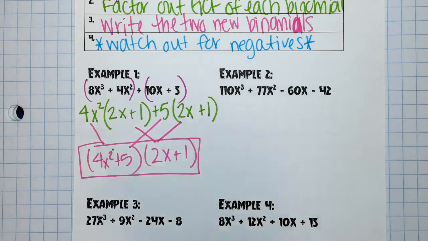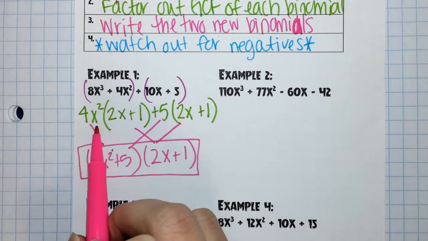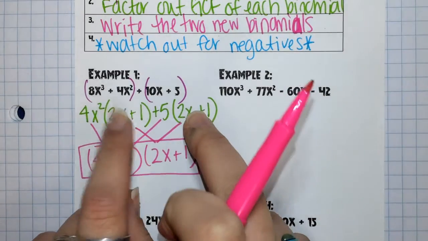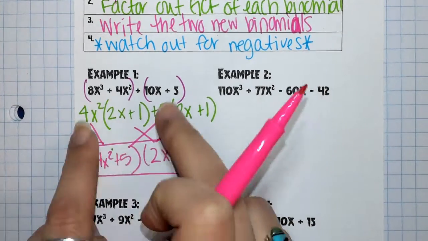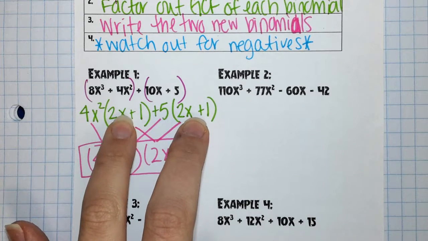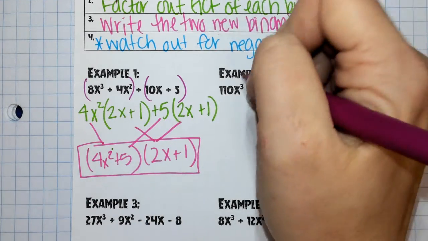Alright, so the first thing we did was we factored out the GCF, we got 4x squared. We factored out the 5, and we got 2x plus 1 in our parentheses. When you see that they have the parentheses as the same thing, you bring it down, bring down the rest. That's all you do. If they don't, you need to go back and check for negatives. But they always supposed to. These two parentheses are always supposed to be the same. That's the point. Alright, let's do example 2 together.